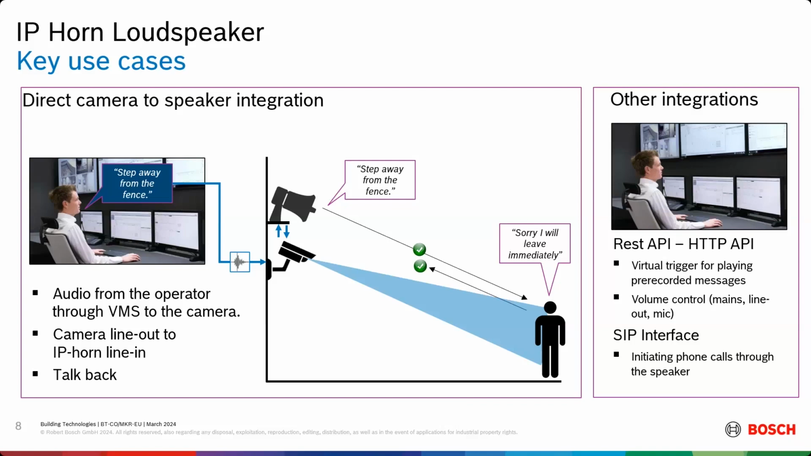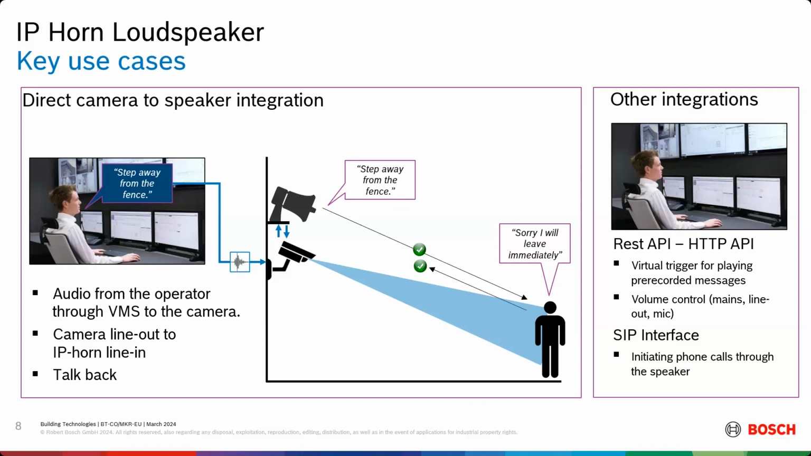Further integration options are that we have REST API and HTTP API on the product. So this allows you to control the product from third-party applications, giving you the possibility to do virtual triggers from a user interface, for instance, that you start playing recorded messages, but also things like the volume control for mains, line outs, for the microphone. These are options that you can address through the APIs.